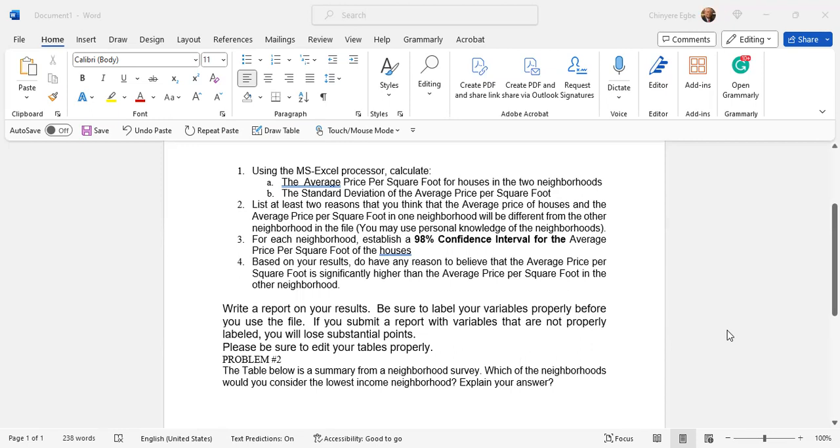So based on your results, do you have any reason to believe that the average price per square foot is significantly higher than the average price per square foot in the other neighborhood? All right? Yes. Okay. Well, it has to be based on the statistical result. This is why I ask students to come to these office hours, because very often I see answers that are not correct, because we still do not understand the meaning of statistical analysis.